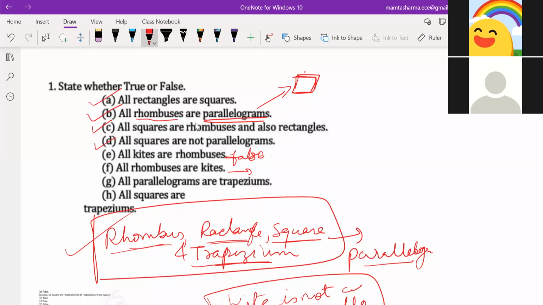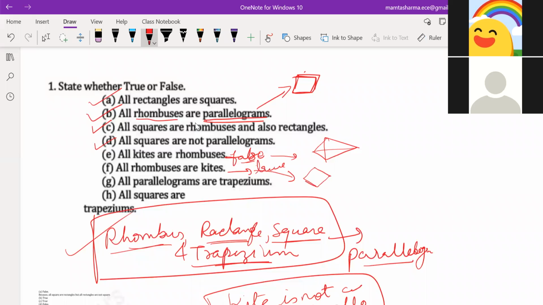I told you, see, the kite structure is this one. Adjacent sides are equal. Is this a rhombus? This is a kite. Is this a rhombus? No, because all four sides are not equal. So, all kites are rhombus, this is a false statement. Now see, all rhombus are kite. This is true.